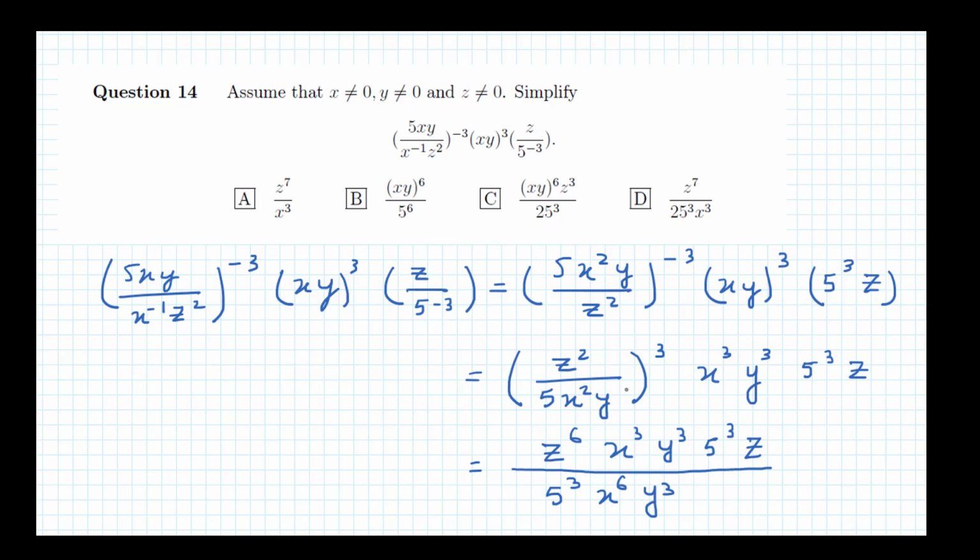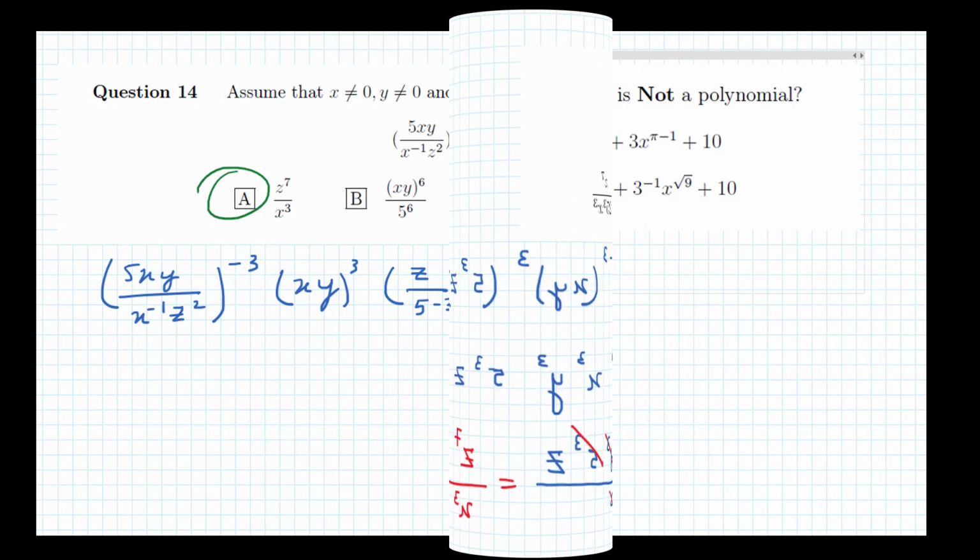Now we can simplify this fraction by cancelling y to the 3 and 5 to the 3. In the final stage, we have z to the power of 6 times z, which is equal to z to the 7, whereas x to the 3 divided by x to the 6 gives x to the 3 in the denominator. So the right answer for this question is A.